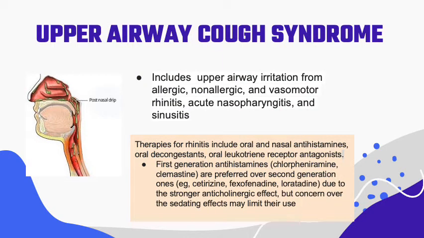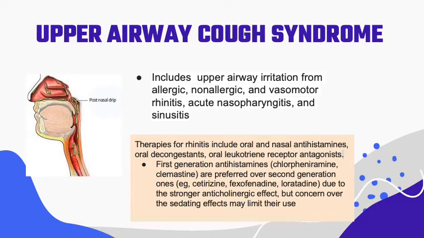Another differential for cough will be upper airway cough syndrome, formerly known as the postnasal drip. Postnasal drip has been expanded to include other causes of upper airway cough, and this includes allergic, non allergic, vasomotor rhinitis, acute nasopharyngitis, and even sinusitis. Therapies for these differentials may include measures that will not need antimicrobials, including oral and nasal antihistamines, decongestants, or oral leukotriene receptor antagonists.